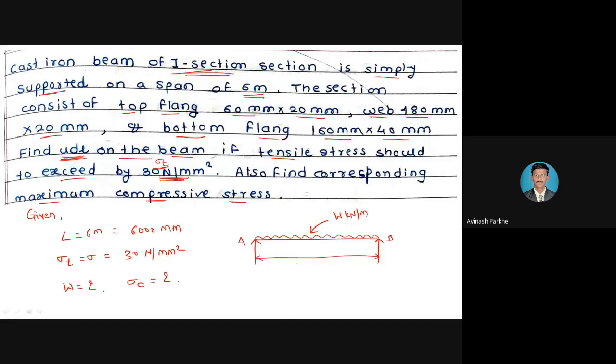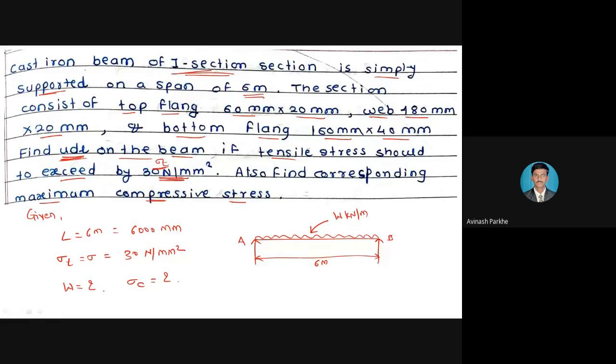Length of beam is given 6 meter. Okay, so this is one standard case, that is simply supported beam subjected to UDL. Now before that, as I have to calculate the W, as I have to calculate the sigma C, first of all, we have to draw the figure of the I section by using their dimensions.